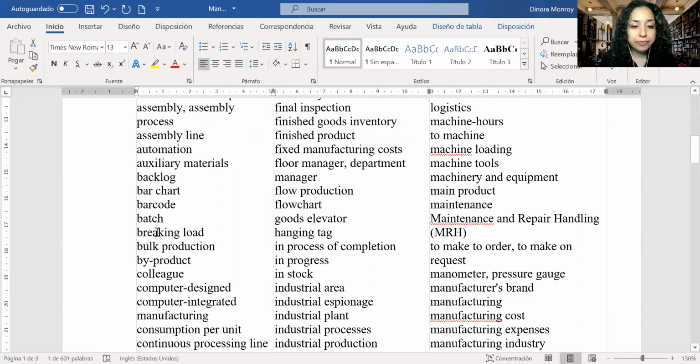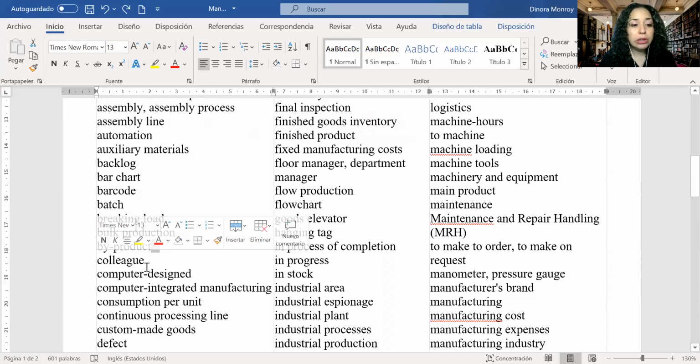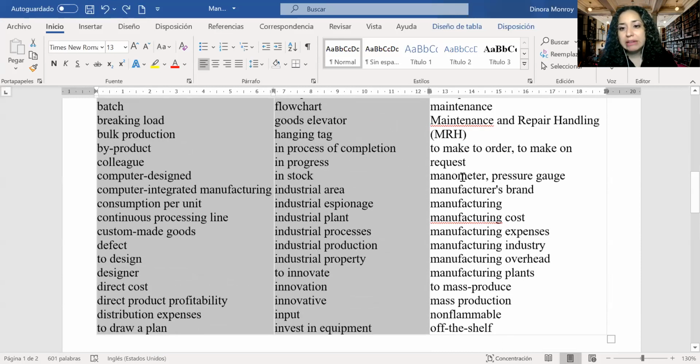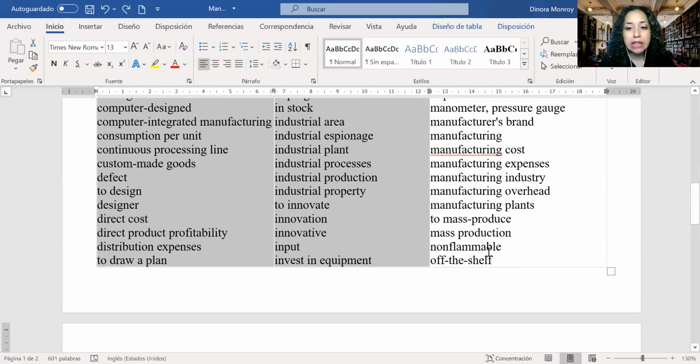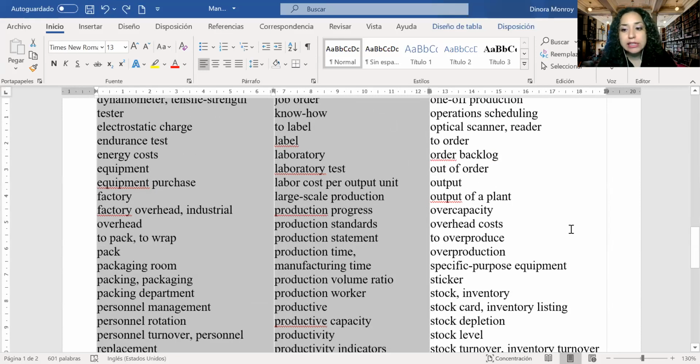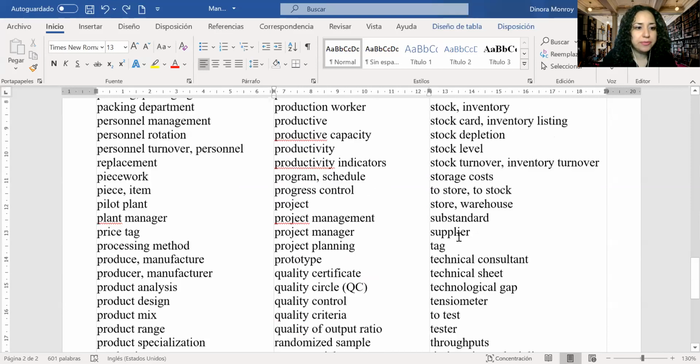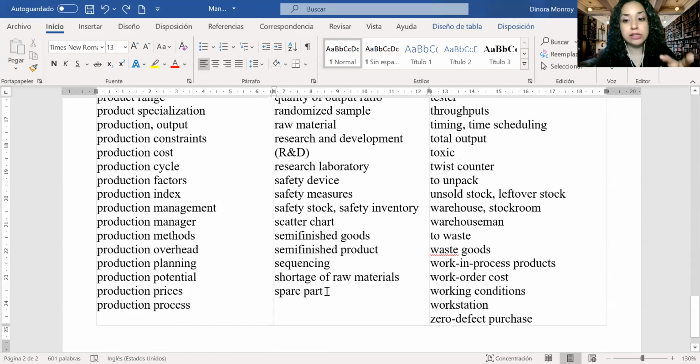Bulk production, byproduct, colleague, finished product, and so on. Maintenance, manufacturing costs, expenses, industry, overhead, plants. And the list keeps on going. To order, backlog, laboratory tests, manufacturing time, stock, inventory, stock level, depletion, research and development, and so on. So the list is long and goes on and on.